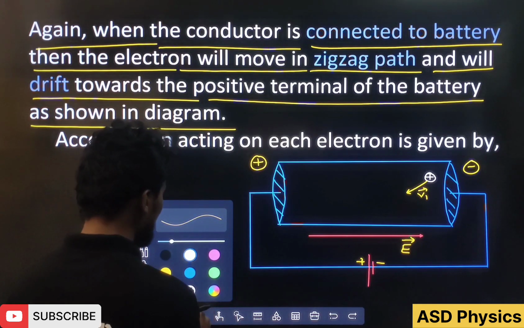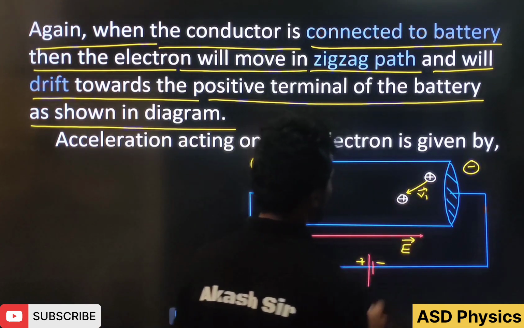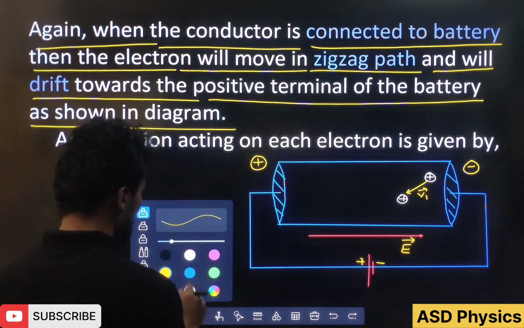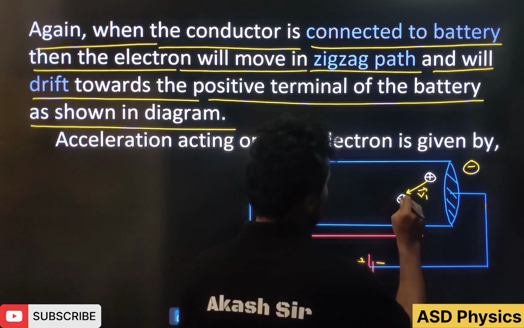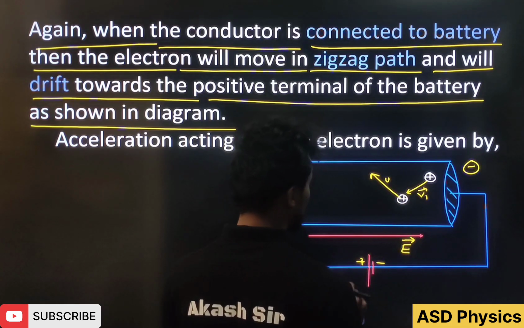After that, what will happen here? When the electron moves, it will again collide with another positive ion. And after that, let's take that because of that this electron went in this direction with the velocity v2.